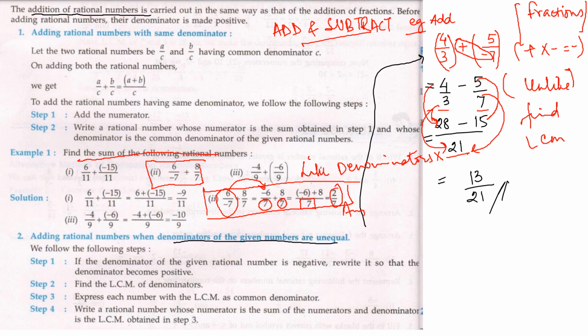If the denominators are same, just do whatever is asked. If denominators are not same, find the LCM and change the rational numbers to new equivalent rational numbers. They have given the steps also. If the denominator of the given rational number is negative, rewrite it so that the denominator becomes positive. This is the very first basic rule, isn't it? We are doing it from the beginning. Then find the LCM of the denominators. Express each number with the LCM as common denominator. Write a rational number whose numerator is the sum of numerators and denominator is the LCM obtained in step 3.